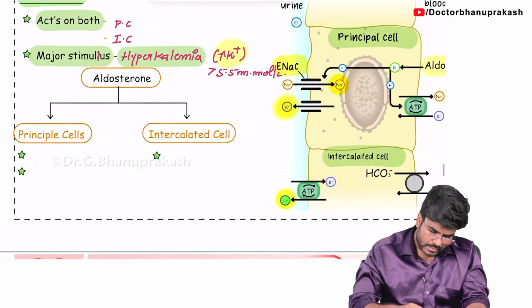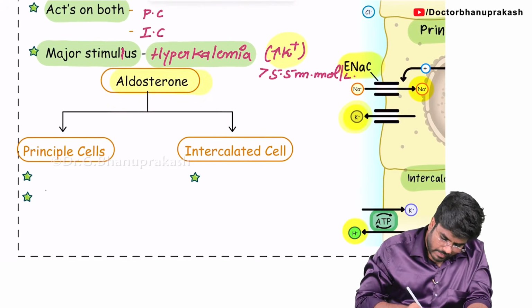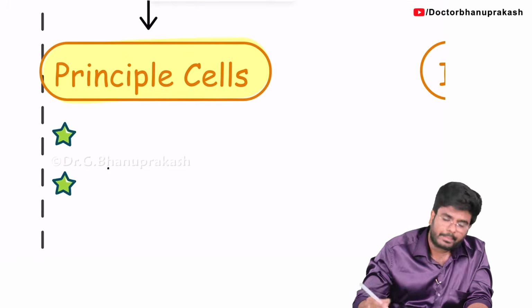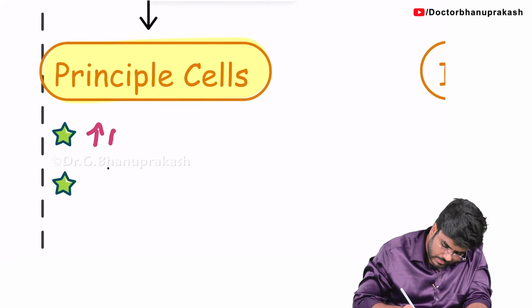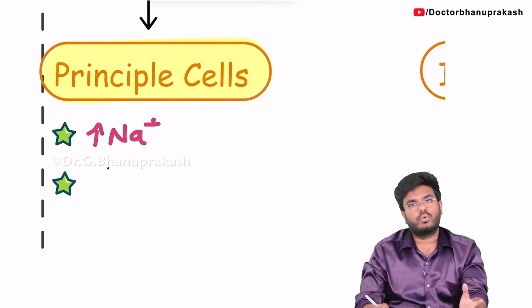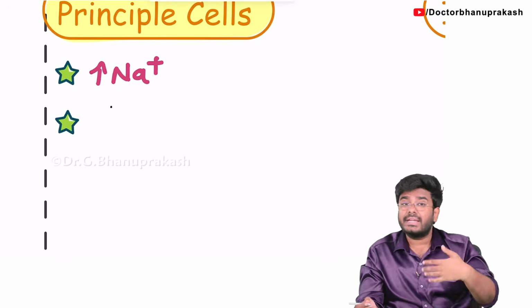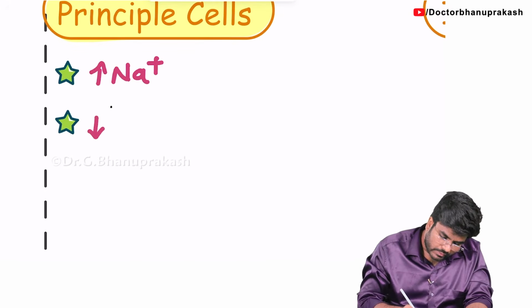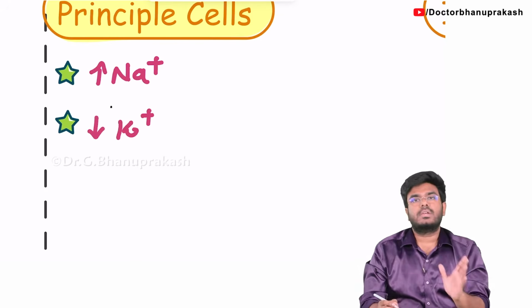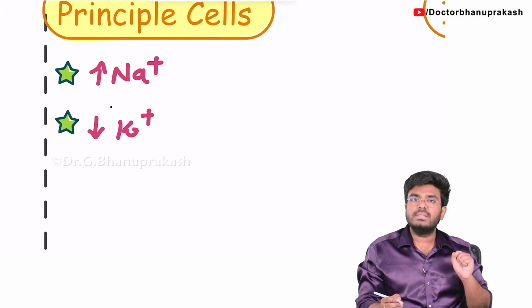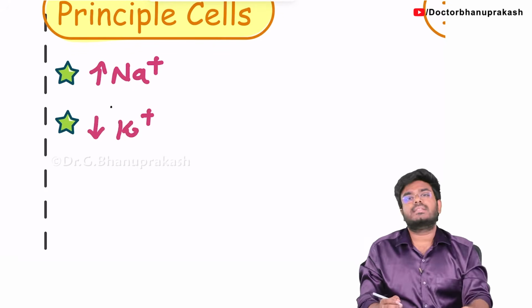So, my dear students, when aldosterone is acting on principal cells, two things will happen. What is that? Increasing the sodium reabsorption, so sodium is getting reabsorbed. And at the same time, potassium will be excreted out of the body. So the potassium levels will decrease. So aldosterone increases the sodium levels, but the same aldosterone decreases the potassium levels.